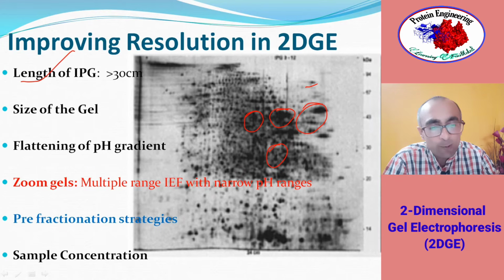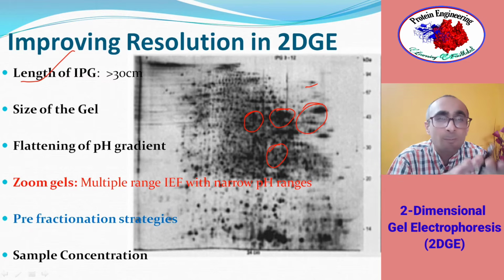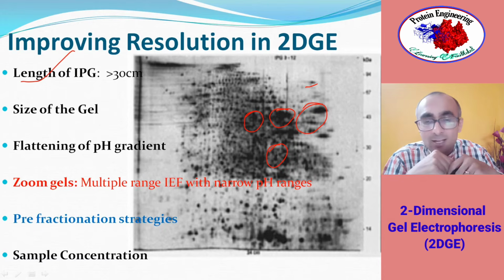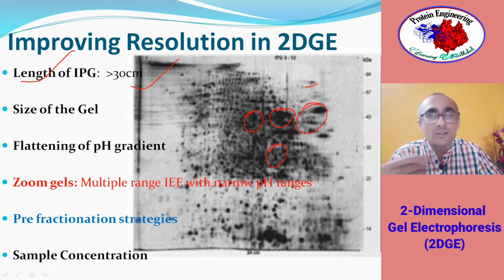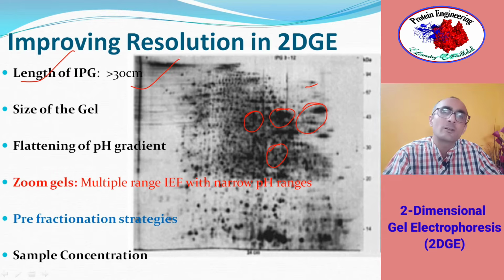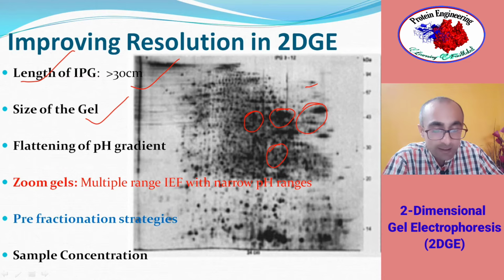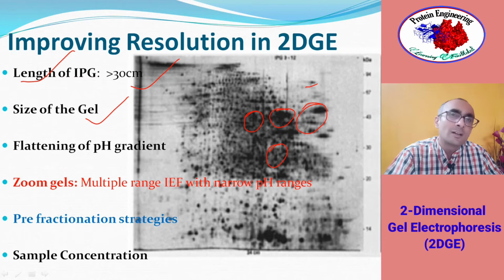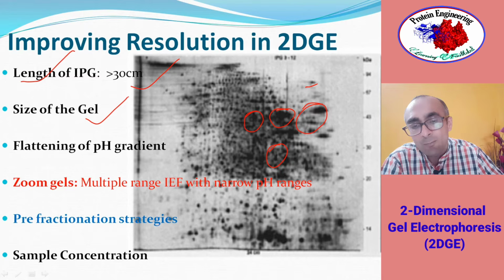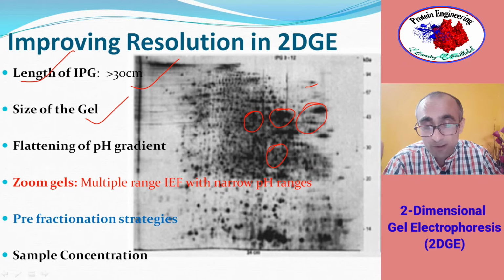So one way to improve resolution, that means distinctness, separateness of the spots, how separated the spots are, that's defined in terms of resolution. So length of IPG strip can be increased. It's been seen that generally IPG strips more than 30 centimeters long give a proper resolution of a proteomic sample. Size of the gel can be increased, but there is a limitation. You cannot keep on increasing the size of the gel, but nevertheless, if you increase size or you take a bigger gel, resolution becomes better.